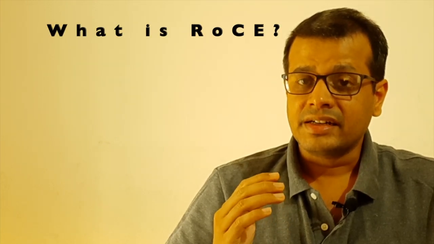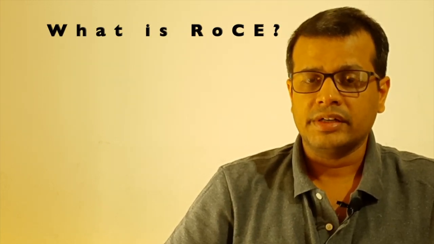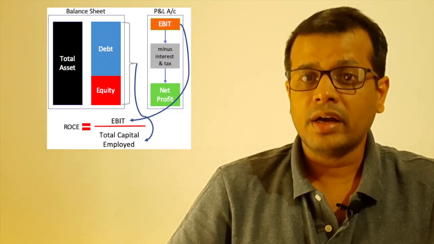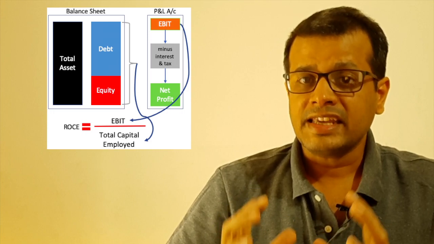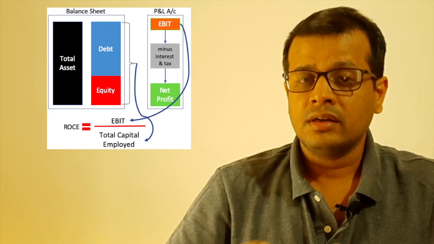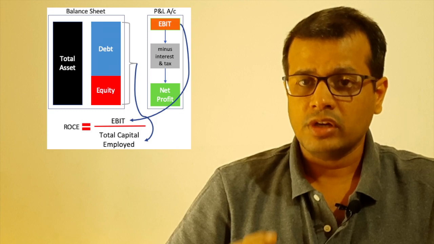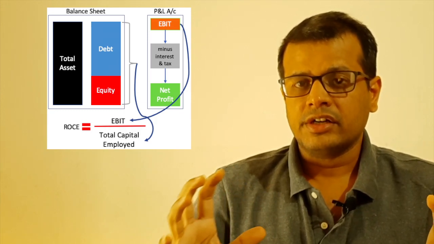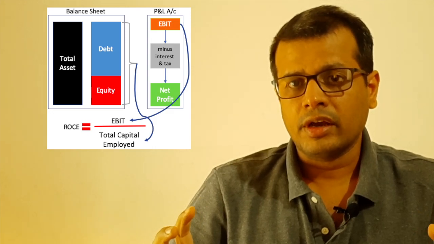What is return on capital employed? Return on capital employed is operating profit, EBIT, divided by the total capital employed by the company. So in terms of formula, this is the return on equity and return on capital employed.